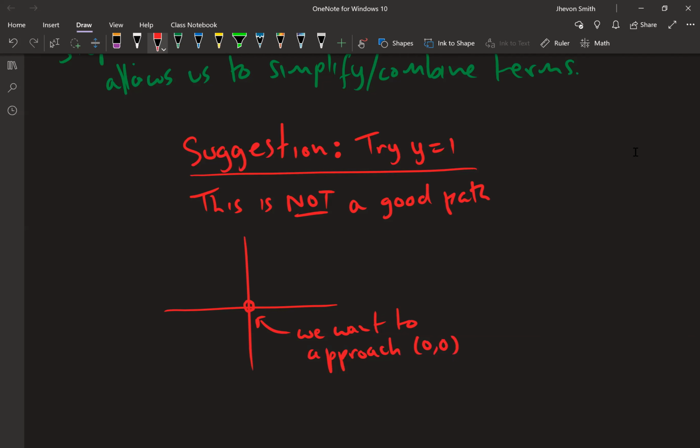What does y equals 1 look like? Well, y equals 1 is a horizontal line up here. Notice this never goes through the origin.